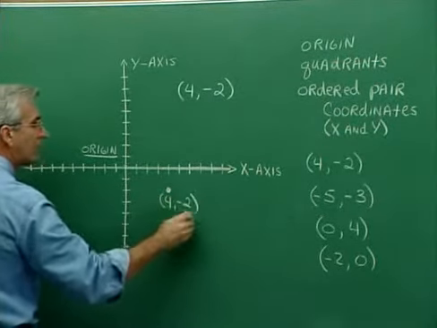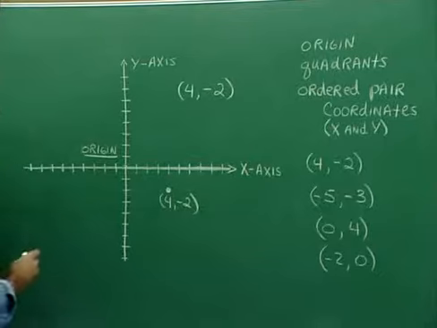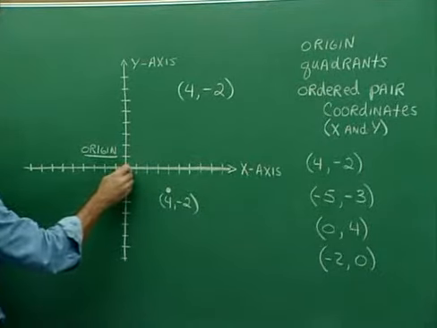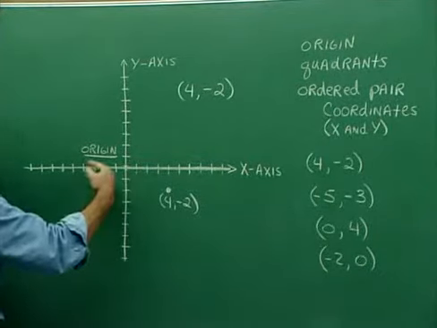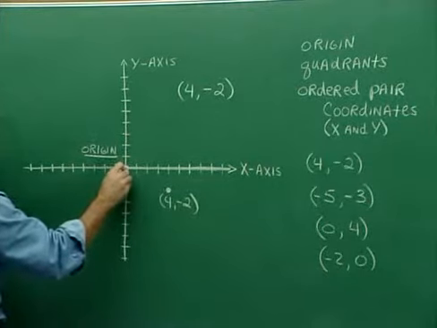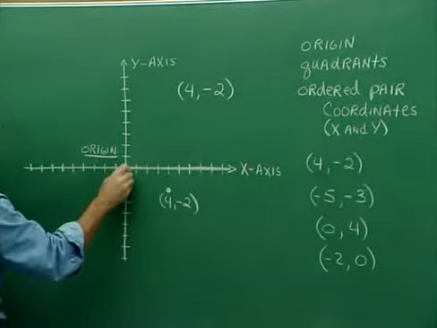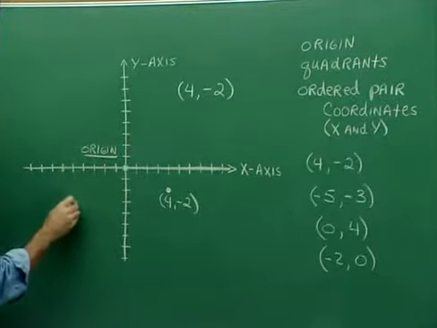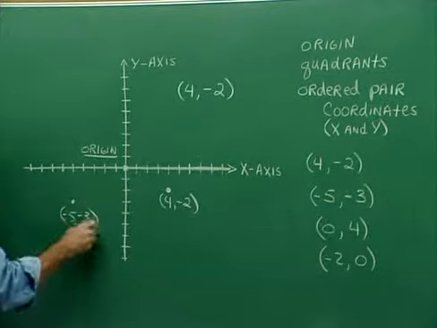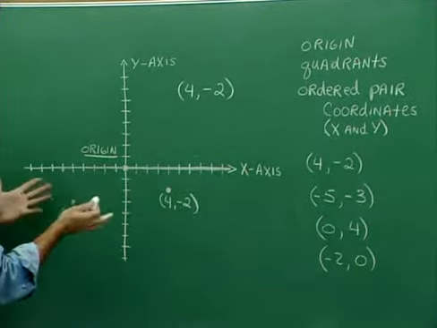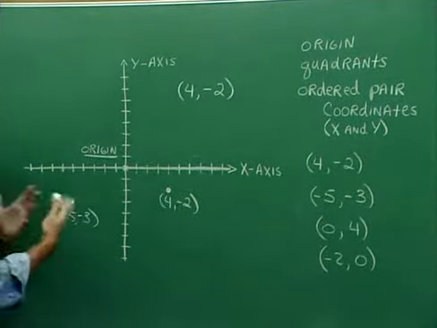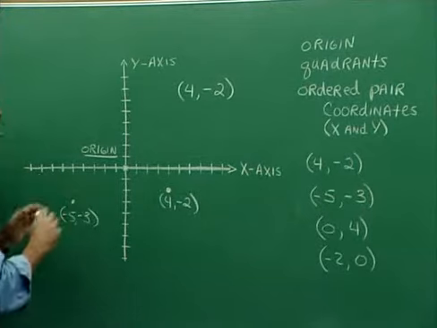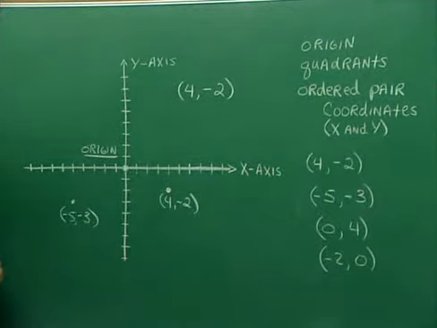Let's locate a couple of other points. How about the point (-5, -3)? From here, -5 means to the left, the negative direction horizontally. So it's -1, 2, 3, 4, 5, and then down 1, 2, 3. So here's the point (-5, -3). Now I am plotting points, or graphing, according to the coordinates that we are talking about here.